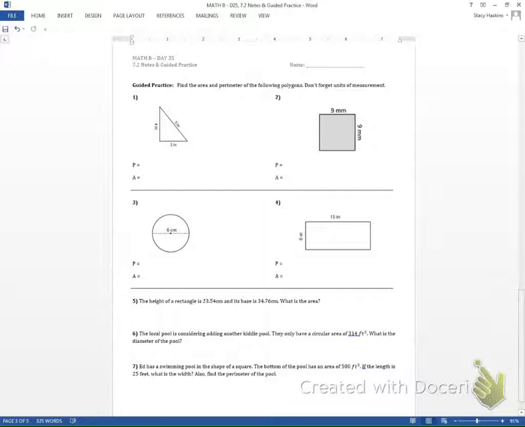Alright, it's your turn to practice these now. Don't forget your units, and try problems 5, 6, and 7, where they talk about a scenario. What I recommend you do whenever you have a story problem in geometry is draw a picture of the shape that they're describing. Good luck with these, and don't forget to self-check and correct.